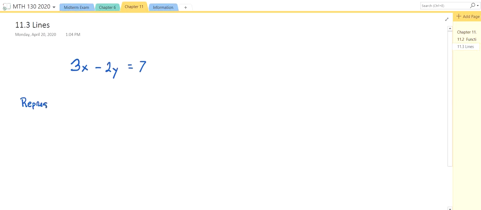Represent y here as a function of x. So let me rewrite this down here. 3x minus 2y equals 7. So what am I going to do? Well, I want to isolate y on one side of this equation.